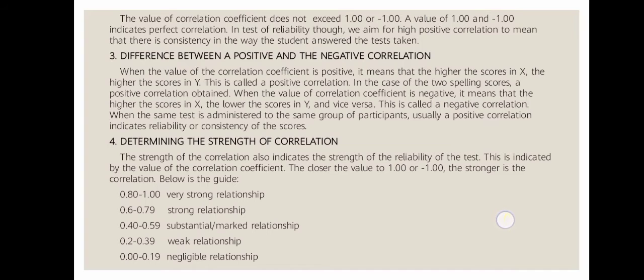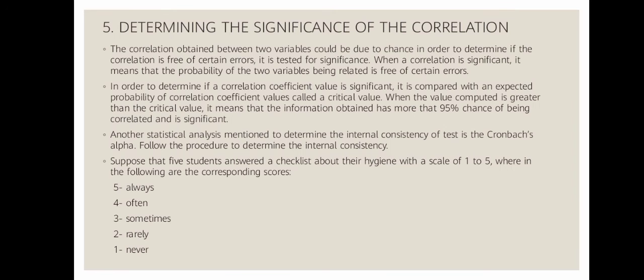Below is the guide. 0.80 to 1, very strong relationship. 0.6 to 0.79, strong relationship. 0.40 to 0.59, substantial or marked relationship. 0.2 until 0.39, weak relationship. 0 until 0.19, negligible relationship.